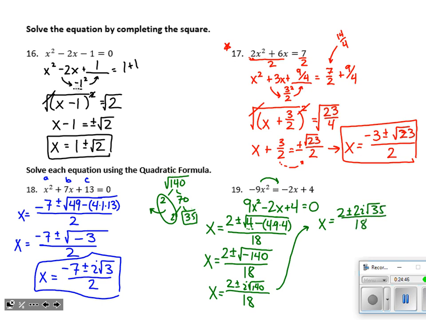And we can simplify this by dividing all the pieces there, that both parts of our numerator and the denominator, they're all divisible by 2. So I get x equals 1 plus or minus 1i root 35 all over 9 as a simplified answer.